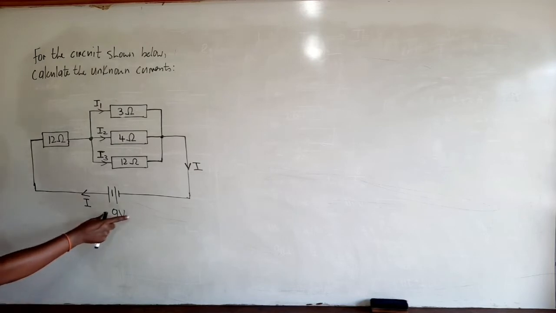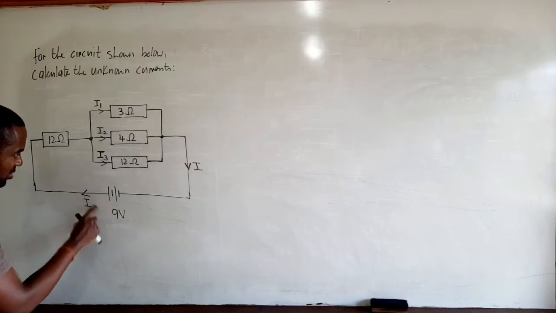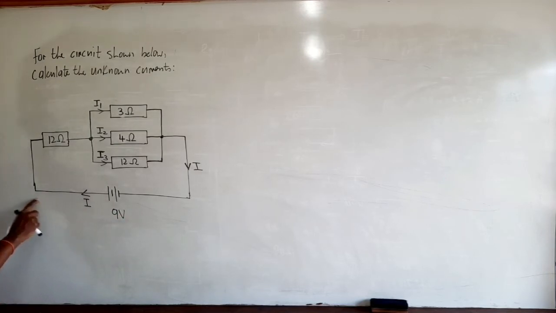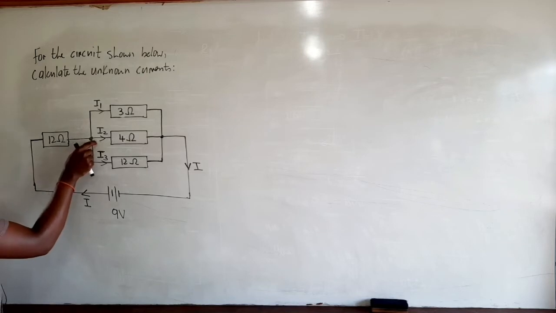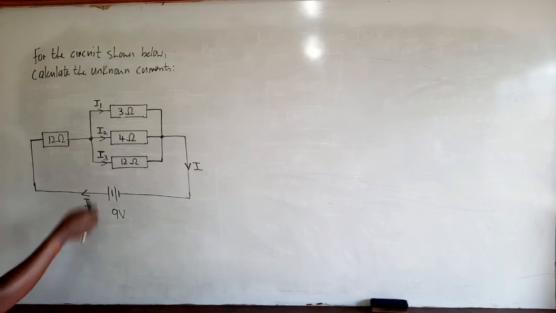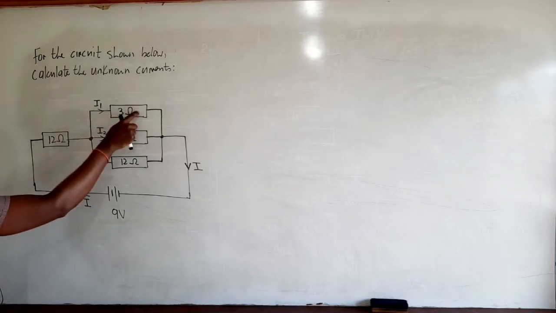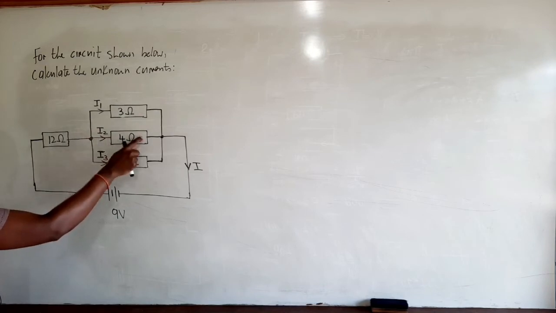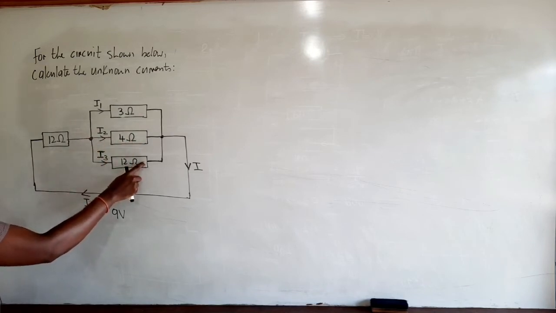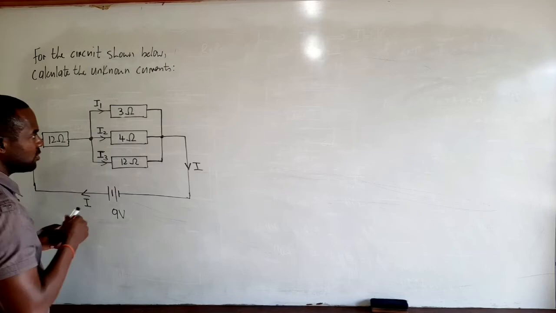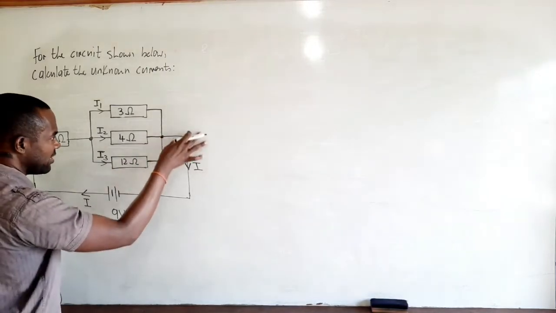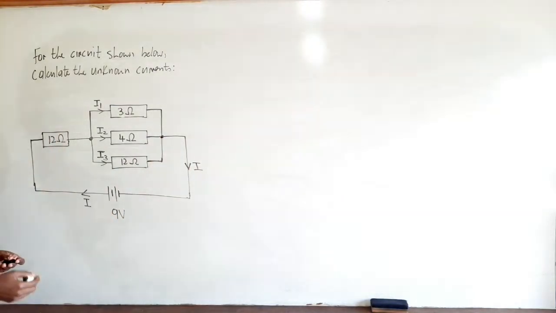So the battery of EMF 9 volts is driving a current I. The entire current flows through the 12 ohm resistor. At this junction, the current splits. A portion I1 flows to the 3 ohm resistor, I2 flows to the 4 ohm, I3 flows to the 12 ohm, and these 3 currents will recombine at this junction, and the entire current flows back to the battery.